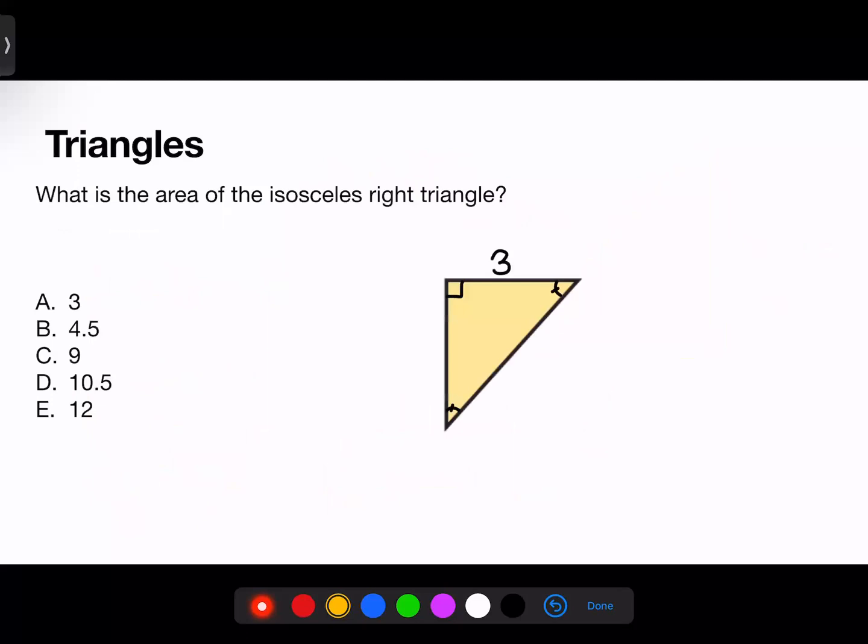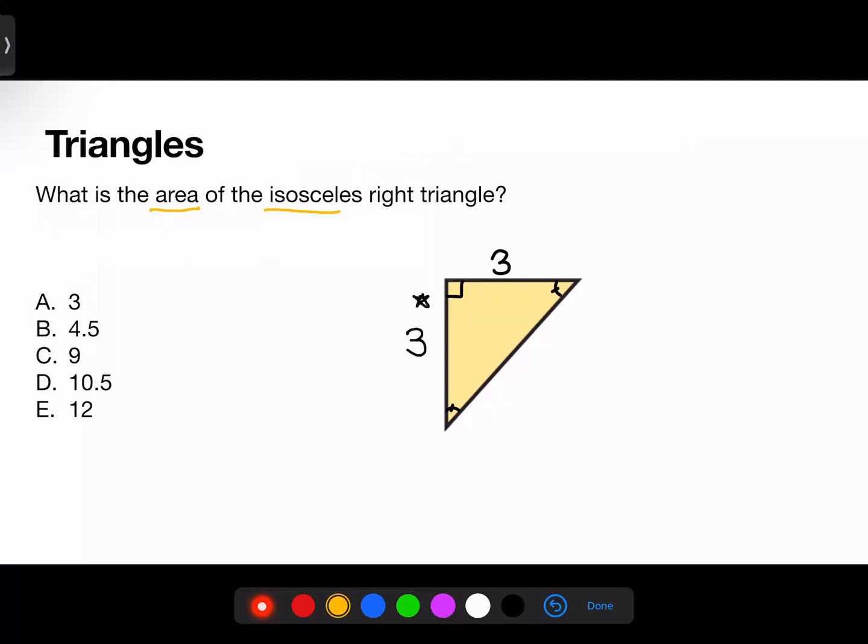Now, let's look at an exam question. At first glance, it may appear that we do not have enough information to solve. We're looking for the area, but we only have one side. But the word isosceles tells us that there are two sides of the triangle that are equal. This means that this side here is also 3.